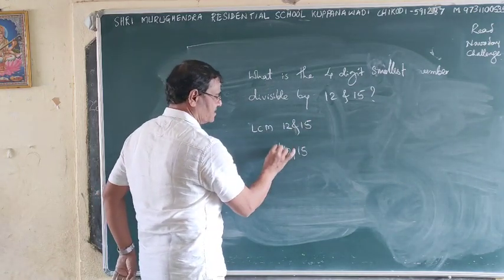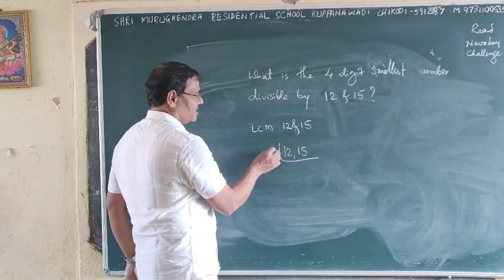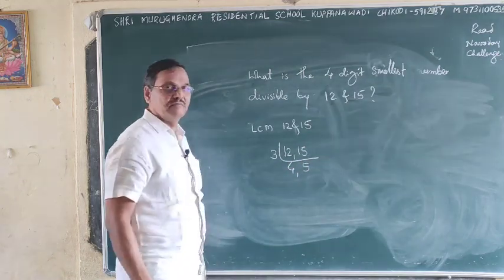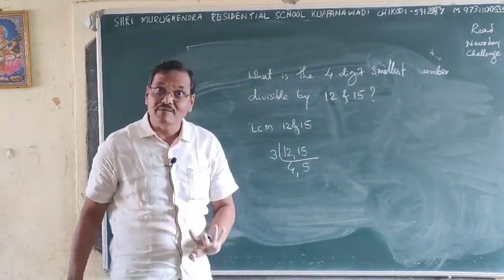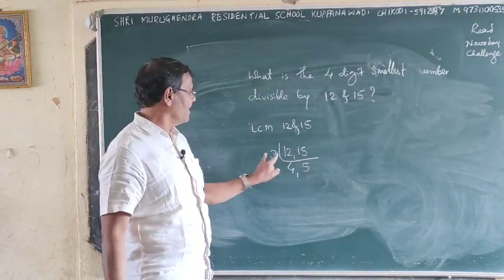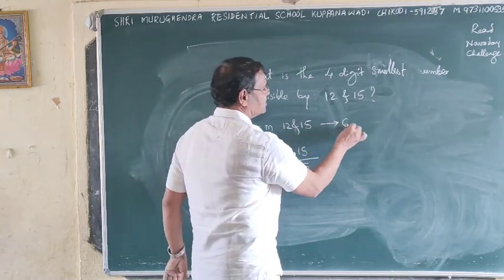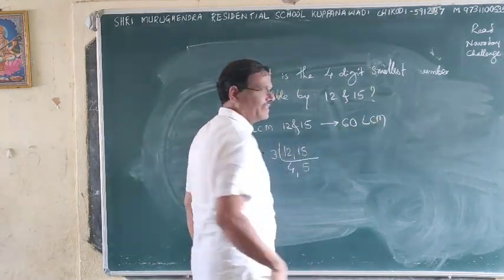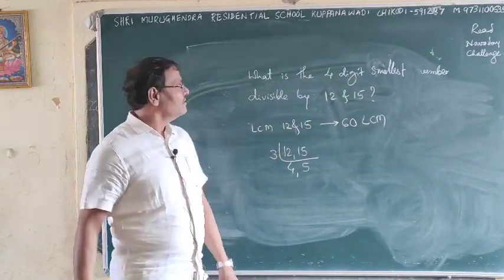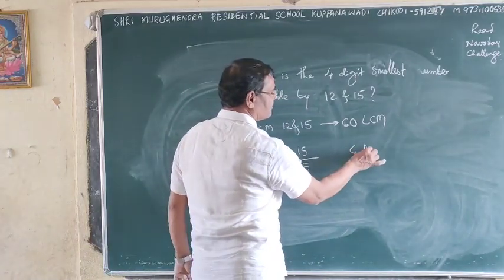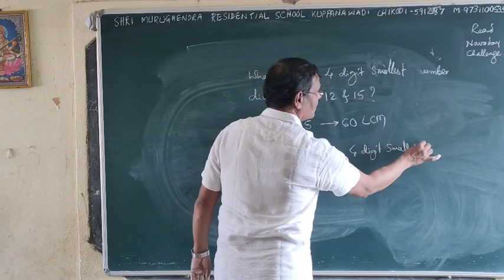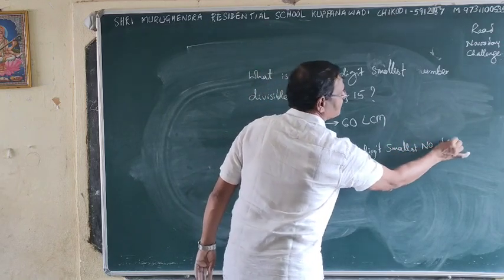The LCM of 12 and 15: both numbers are divisible by 3, 3 4s are 12, 3 5s are 15, and 4 and 5 are co-prime. So you go for 4 5s are 20, 20 3s are 60. 60 is the LCM. Okay. 12 5s are 60, 15 4s are 60. Then the 4-digit smallest number is 1000.